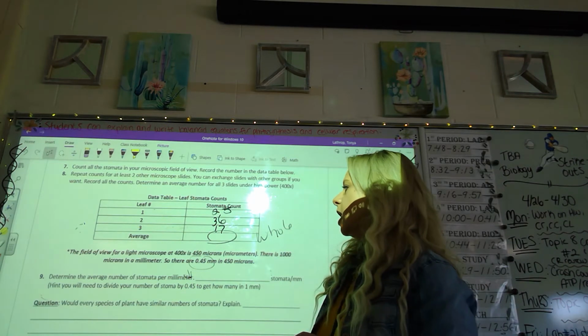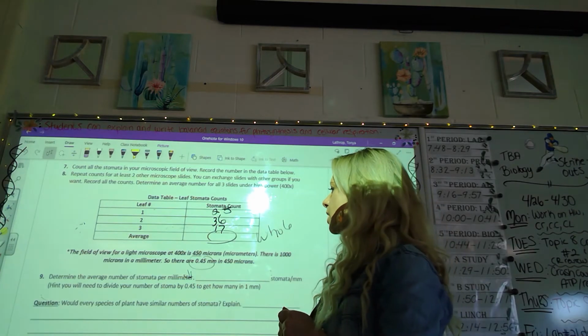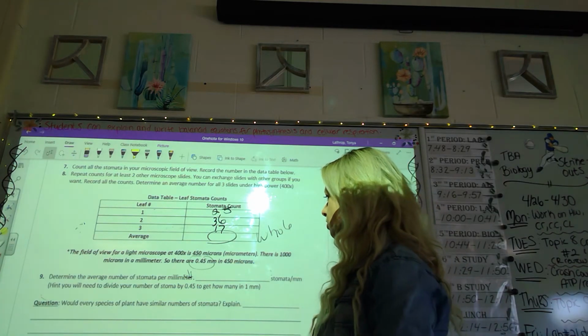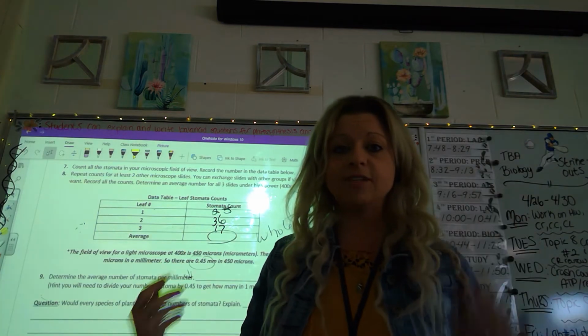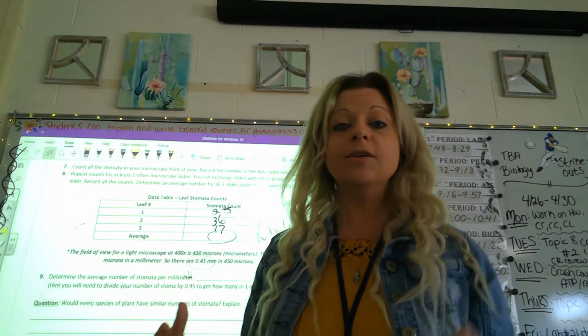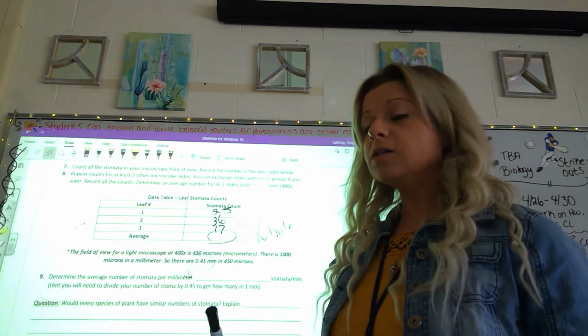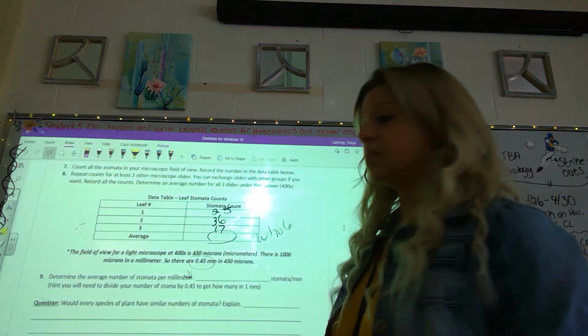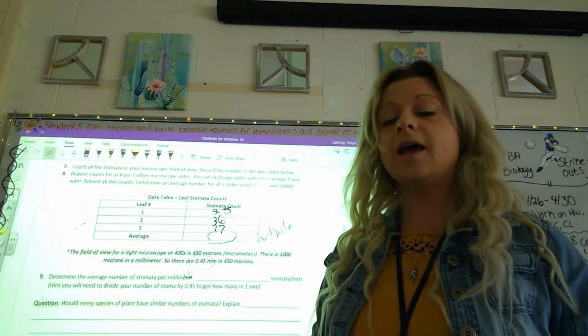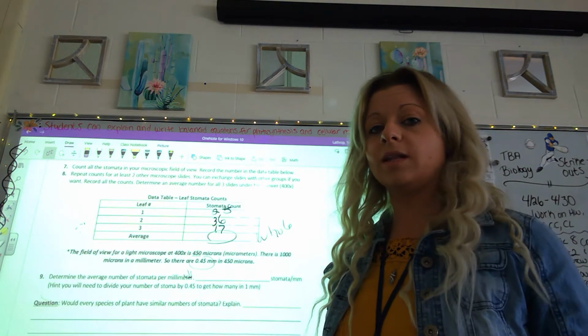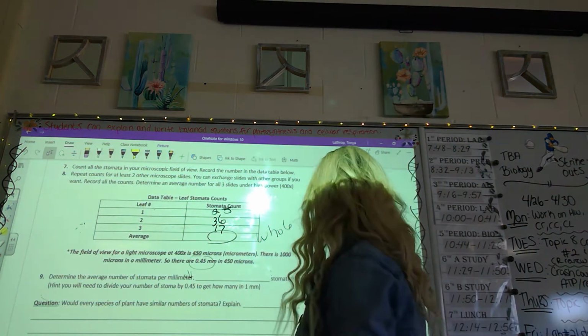number 9. So again, the question would be, would every species of plant have similar number of stomata? We're going to say no, because every species has adapted to different environments. Also, the different leaves even have different number of stomata depending where they are, in more direct sunlight or in less sunlight. So there's your question from there.